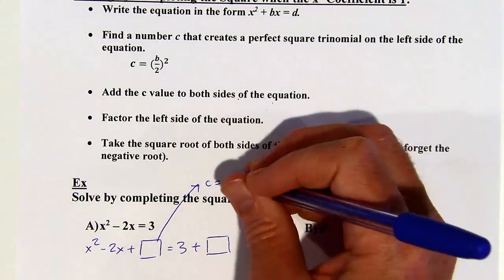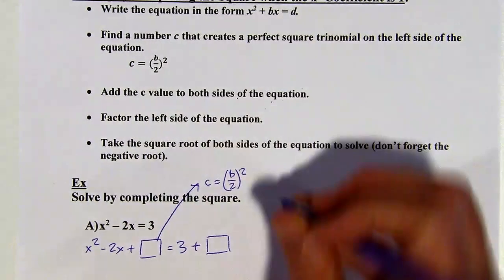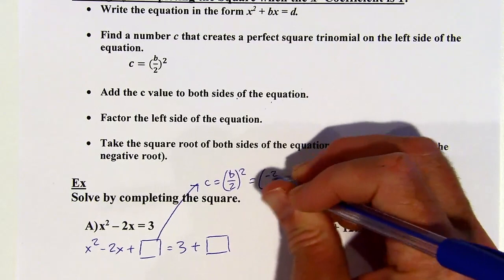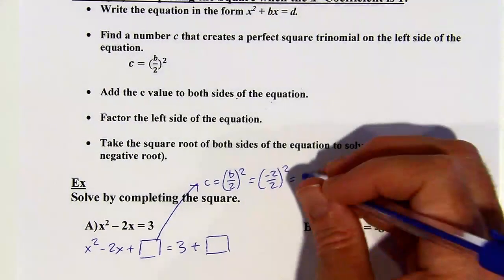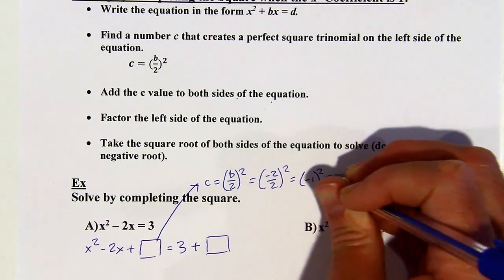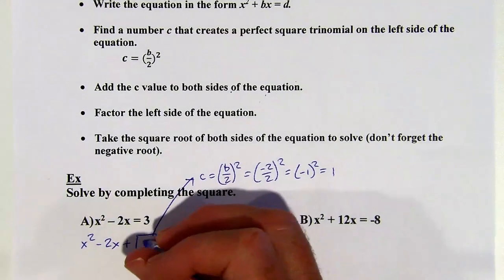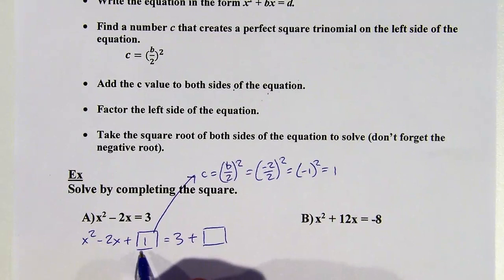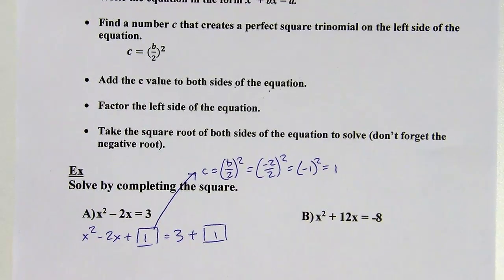So I'm going to use b over 2 squared. Now the b here is -2. Okay, and then I'll do the division. So this is -1 squared, and that comes out to +1. So that means my mystery number here is 1. And since I added 1 to the left side of the equation, I want to add 1 to the right side of the equation as well to balance it out.